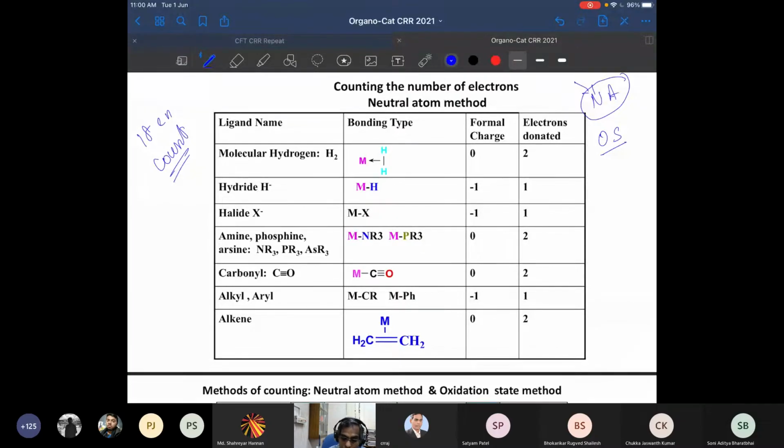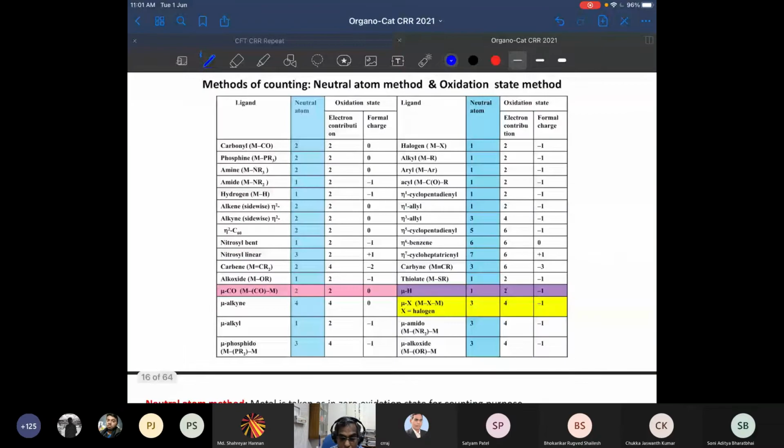Okay, so all I have given here is the number of electrons donated. That is, if a carbonyl ligand is bonded to a metal, the carbonyl ligand donates 2 electrons, which should be counted. Whenever you have one carbonyl, 2 electrons should be counted. Electrons donated should be counted. There's a big table here. Don't be afraid of looking at this many tables. We need not mug it up.